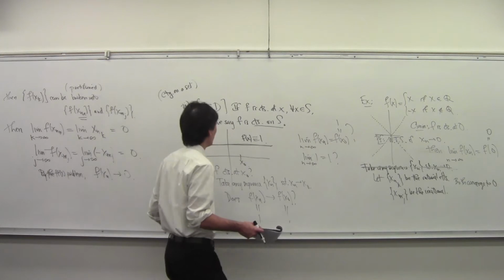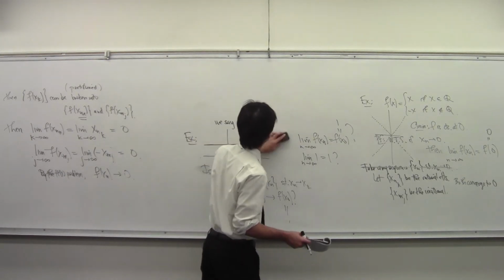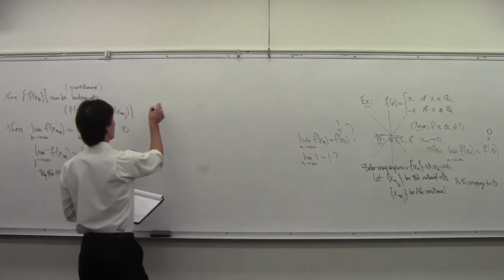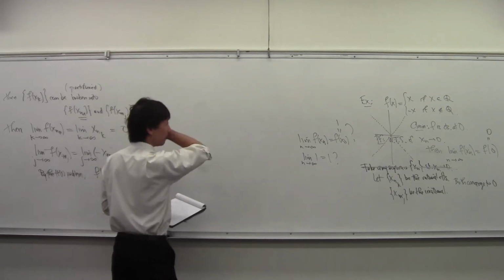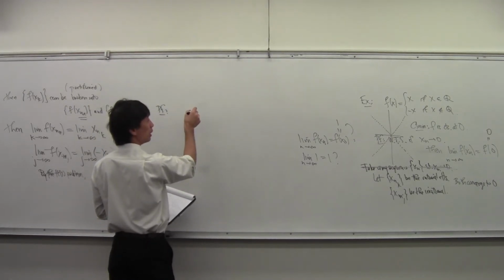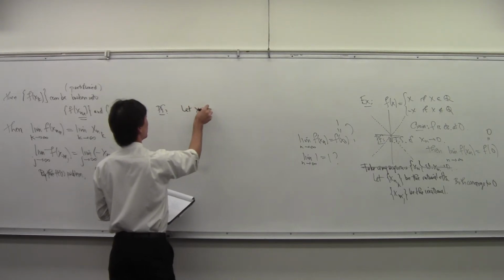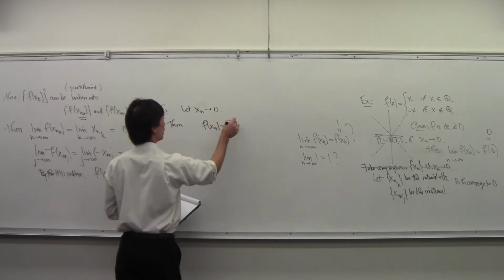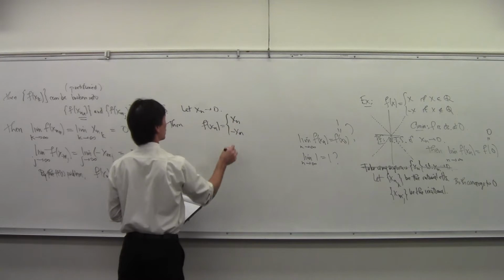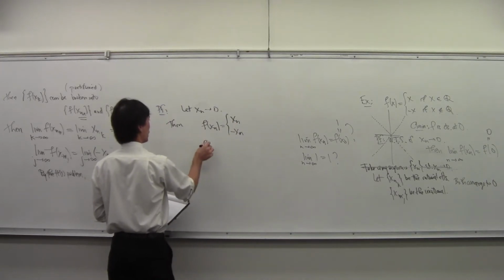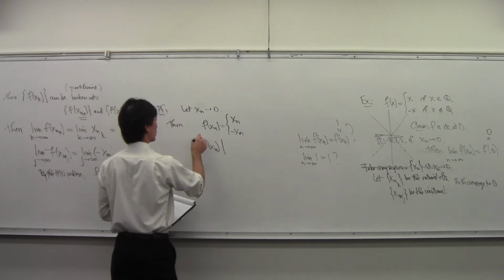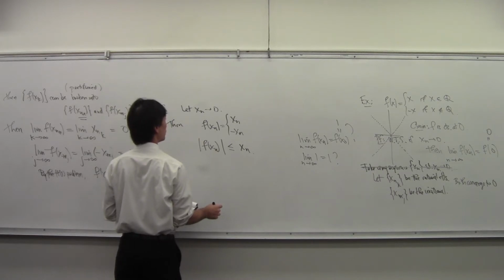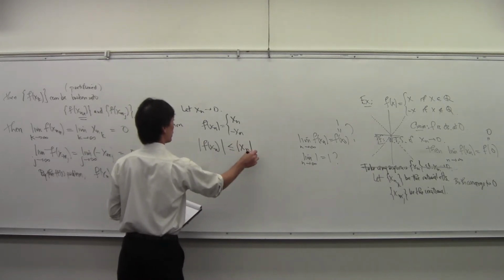Or, better, you could use the squeeze theorem. So, alternative proof. Let x_n go to 0. Then f(x_n) is either x_n or negative x_n. So f(x_n) in absolute value is smaller than the absolute value of x_n.